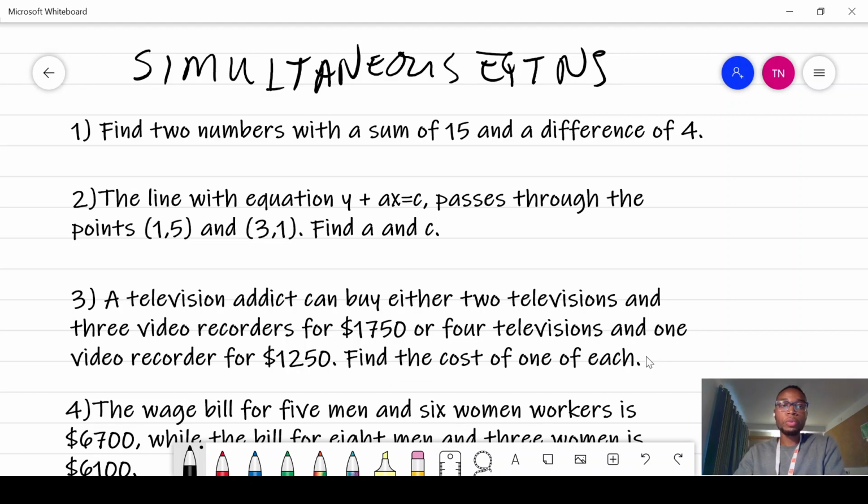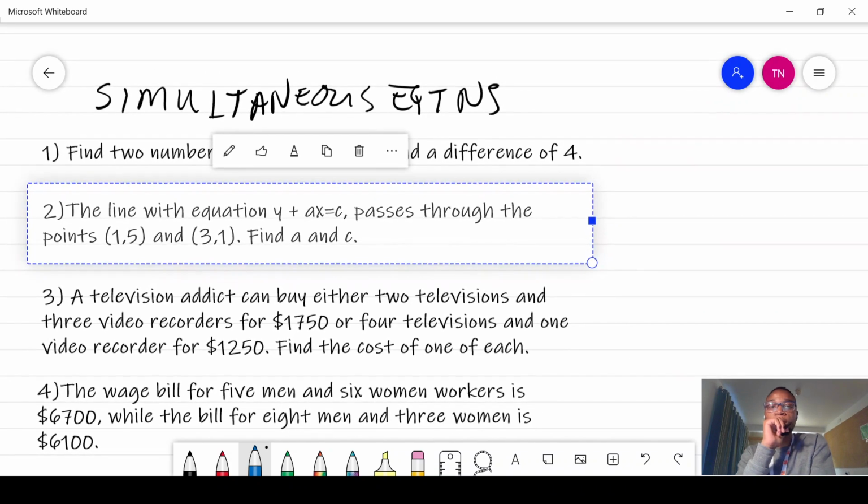So we're going to continue with simultaneous equations. And today we're going to be dealing with some worded problems. I've already written the questions down here. What we're going to do now is solve these questions to the side.